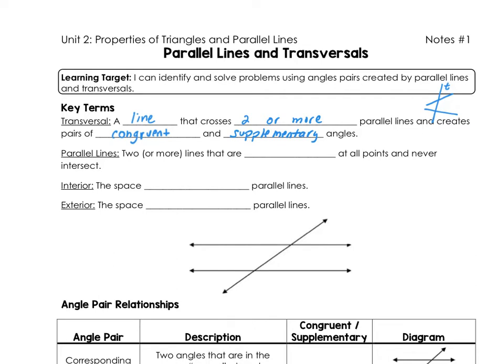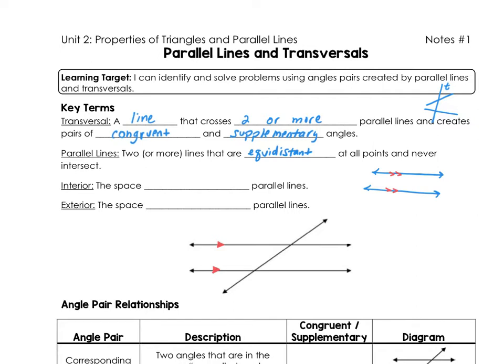So just a little refresher, parallel lines are two or more lines that are equidistant at all points and they never intersect. So some indications that lines are parallel. You might see little arrows on the lines that would indicate the lines are parallel to each other. I'm going to use this other set of lines to show you that the arrows might be filled in to indicate that the lines are parallel as well.